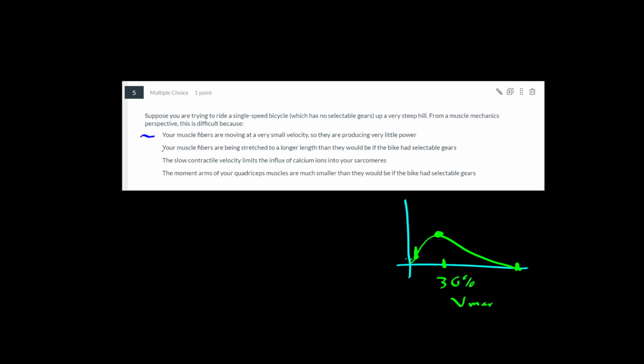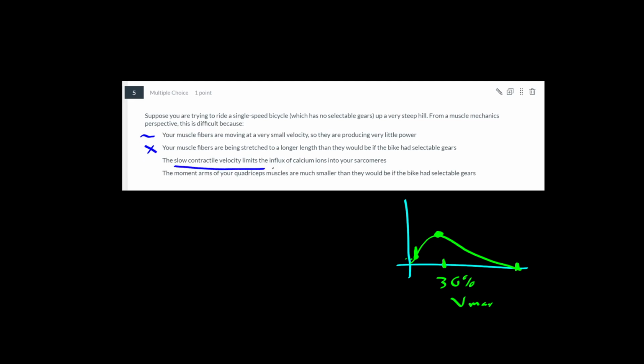Now, how about this one? Your muscle fibers are being stretched to a longer length than if the bike had selectable gears. Now, this is a little bit tricky, but if you think about it, would the kinematics, meaning the joint angles that your knee and your ankle and your hip go through, change if the gearing of the bike changed? They probably wouldn't, because they're still going around the same circle, right? It's not like when you shift gears, the pedals change length or anything. So I'm going to say that's probably not a reasonable answer.